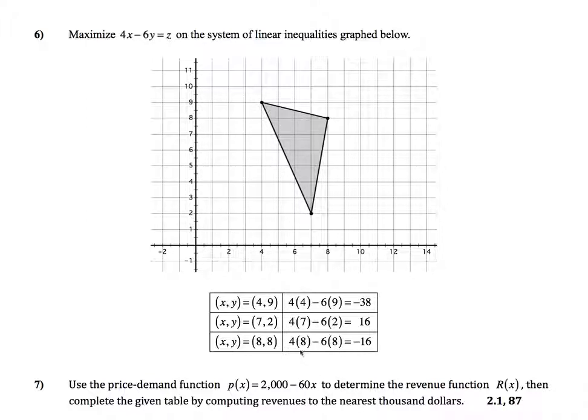And that's 4 times 8 is 32, 6 times 8 is 48, and you subtract 48 from 32, you get negative 16. So this is the point, and I didn't write that answer out here, but this is the point right here that maximizes this equation on this system.